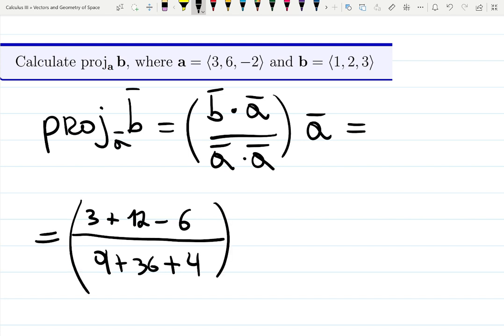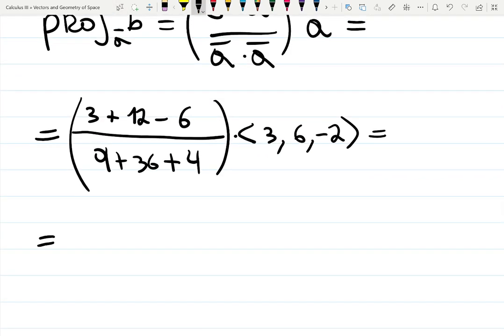That is a number, as you can see, times A. A is 3, 6, and minus 2. Don't get confused which one is a vector and which one is a number. In the parentheses, we are going to have 9 over 49 multiplied by 3, 6, and minus 2.